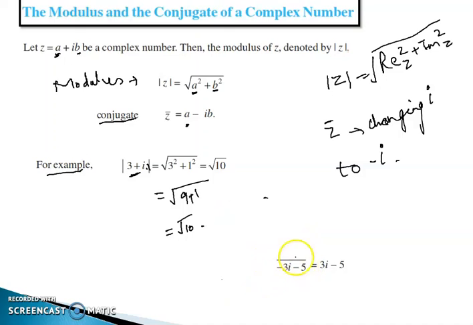Same way, if I have an example, find the conjugate of minus 3 iota minus 5. So it will be minus 3 iota. Iota we will change. Now minus will become plus. Minus 3 iota will become plus 3 iota and minus 5 as it is. This is the conjugate of minus 3 iota minus 5. This is how to find the conjugate of a number.